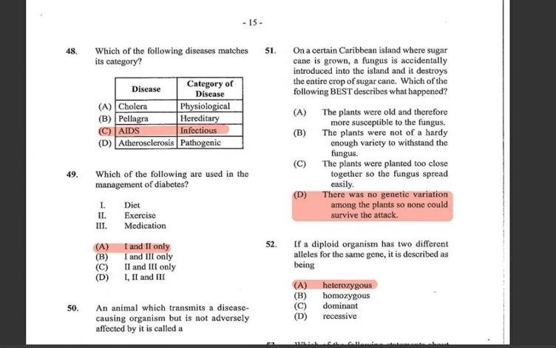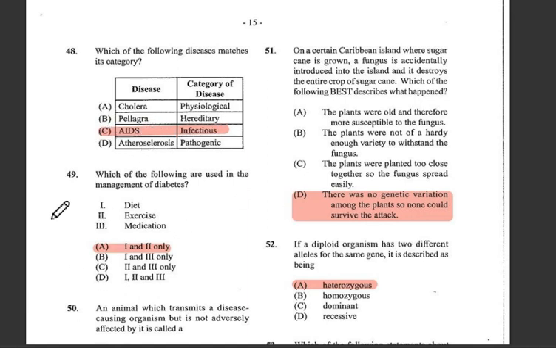Alright, number 48. Which of the following diseases matches its category? Alright, so we're looking at the diseases and we look at its category. Alright, so cholera, not necessarily. And AIDS is an infectious disease. So once you have AIDS, that would be infectious. So that's where it's infected. Alright, so the answer would be C.